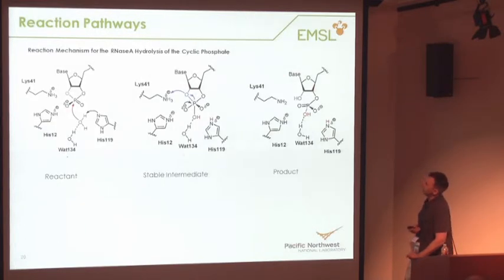Here's another example of a calculation. So this goes back to the RNase enzyme. What was interesting in this calculation is that originally it was presumed that histidine 12 would be the species that donates the proton during the hydrolysis. But it turned out that actually it's a lysine, which was very unusual.